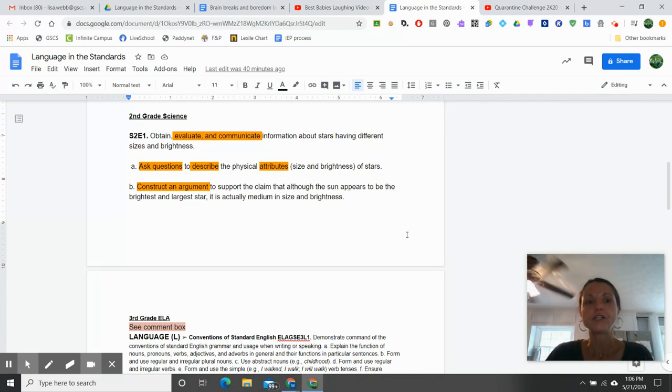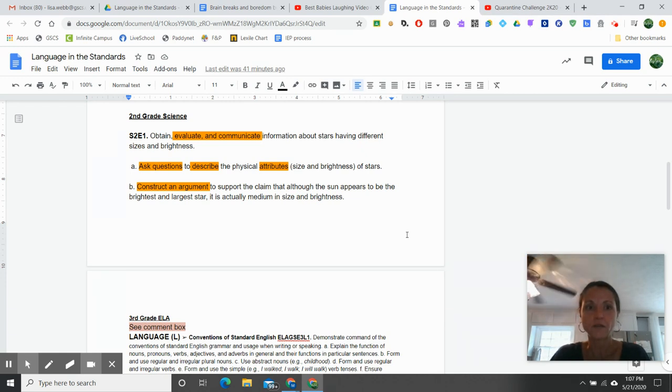I was really shocked at how complicated the science and social studies standards are. They're very heavy standards that require a lot of complex language application. So, right off the bat, it asks you to evaluate and communicate. In order to evaluate something, you have to observe it, you have to be able to describe it, you have to be able to compare and contrast your descriptions, organize those descriptions, categorize those descriptions, make judgments about those descriptions. Those are all language based skills.